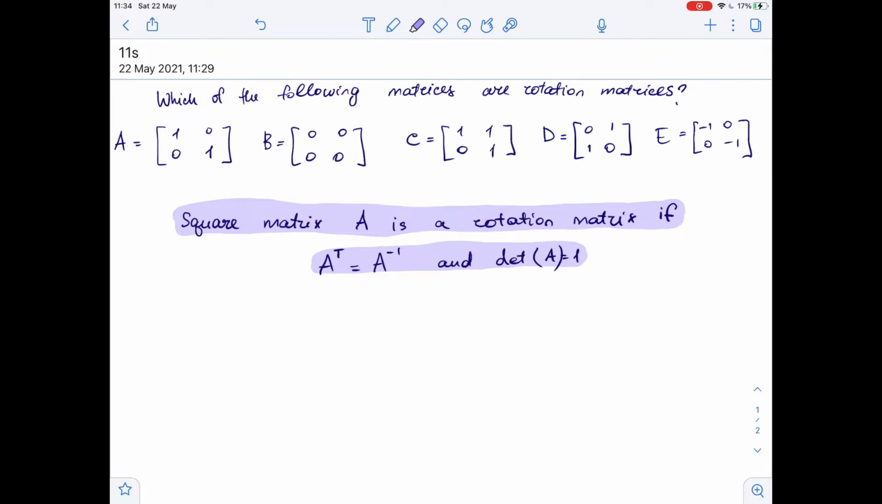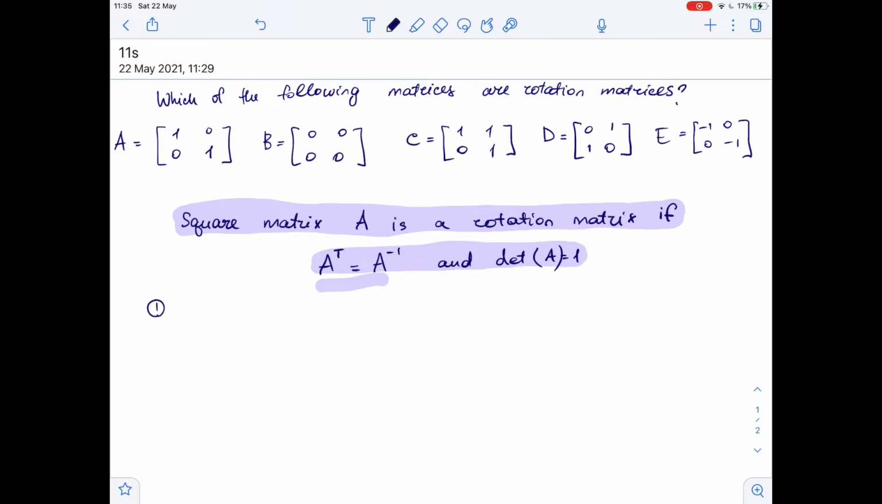Basically there is a rule that a square matrix A is a rotation matrix if the transpose of matrix A is equal to the inverse of matrix A, and the determinant of A is equal to 1. So what we need to do here is analyze each of our matrices and see if they satisfy these two identities. So let's start with matrix A.